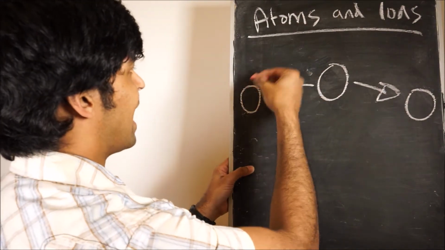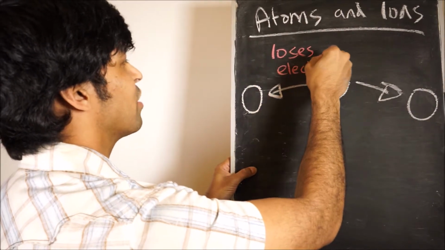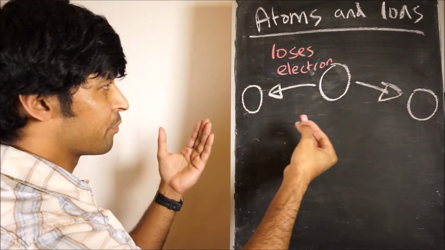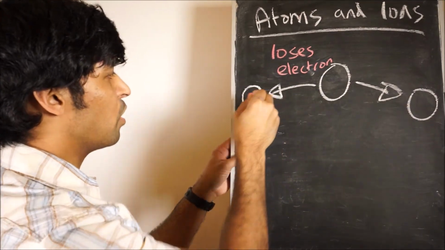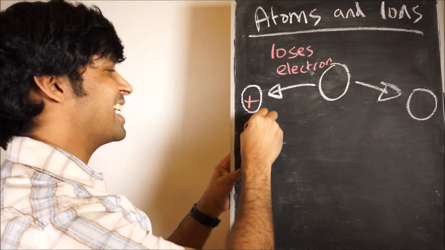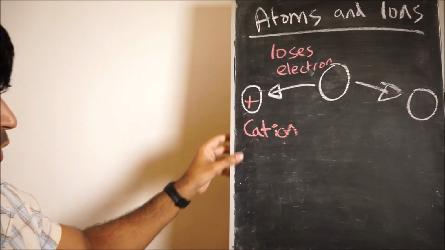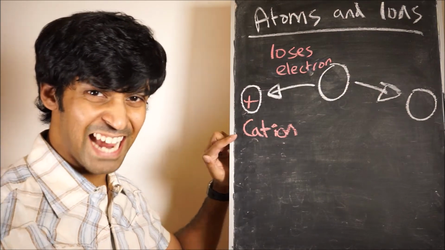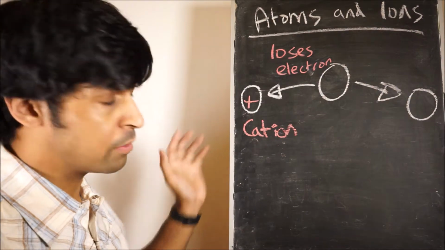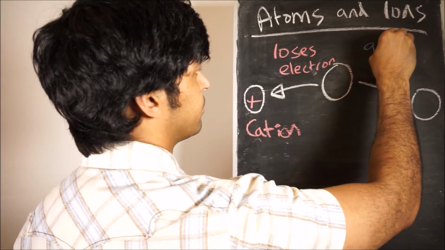If the atom loses an electron, remember an electron is negatively charged. So if it loses a negatively charged subatomic particle, it's going to be positive. And this positively charged thing, we're going to call it a cation. Okay? Some people who aren't native English speakers might pronounce that as cation, because that T-I-O-N sounds like Sean, but it's pronounced cation.